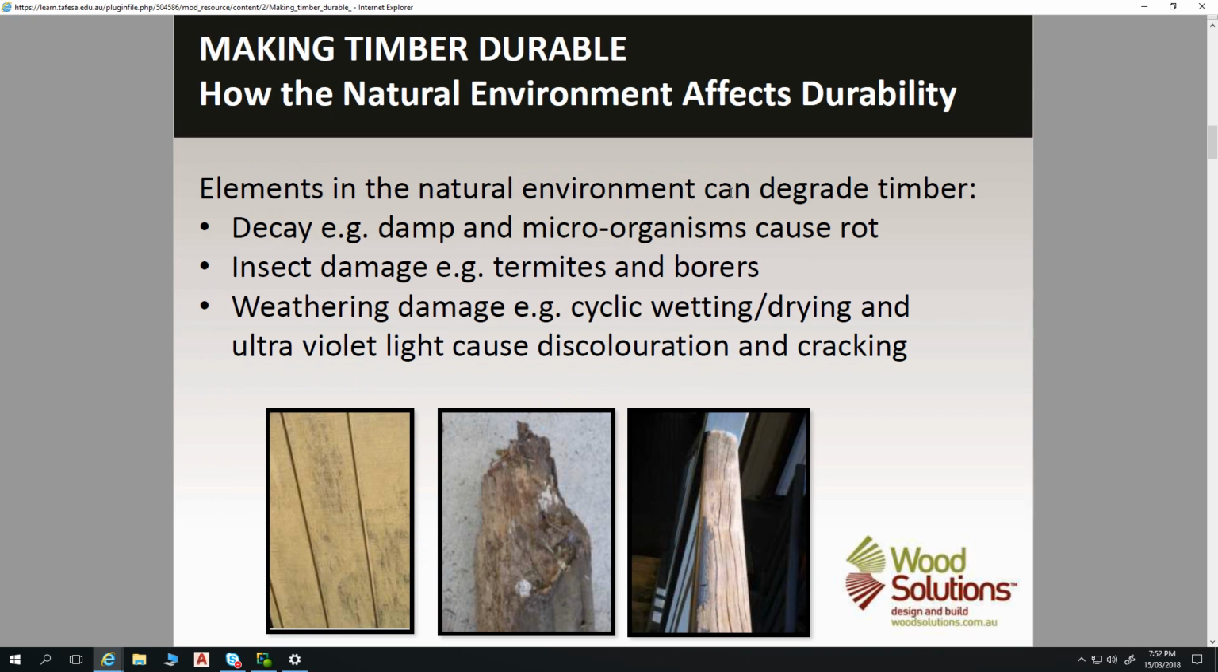The elements in the natural environment can degrade timber, decay, etc. Damp and microorganisms cause rot. Insect damage such as termites and borers. Weathering damage such as cyclic wetting and drying, and ultraviolet light cause discoloration and cracking.